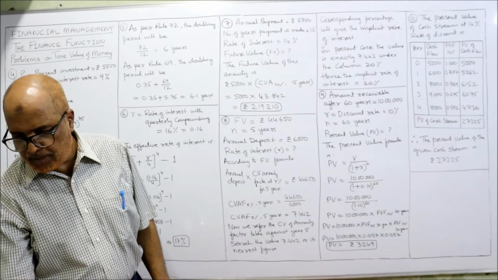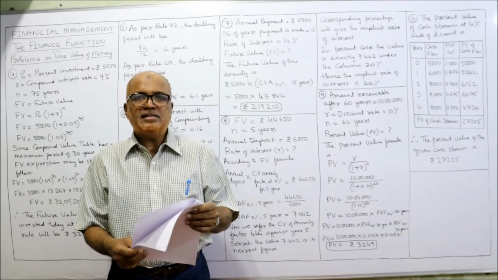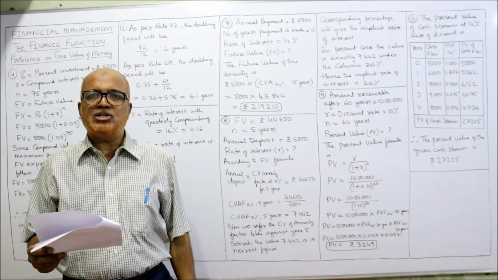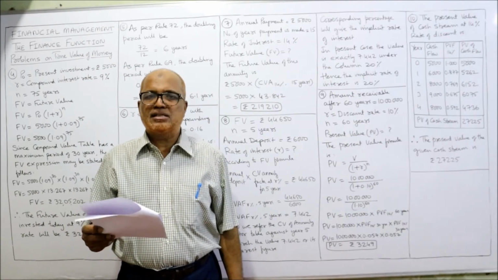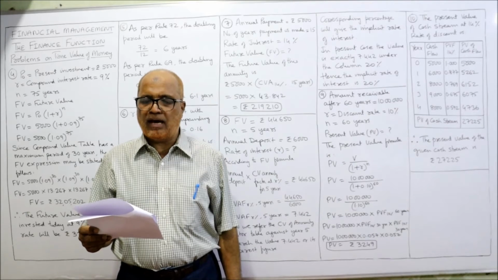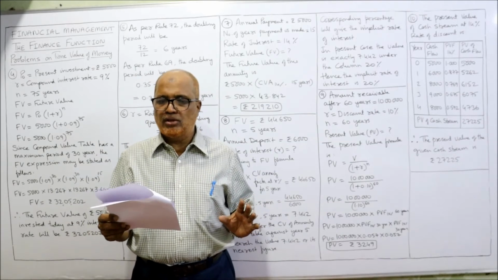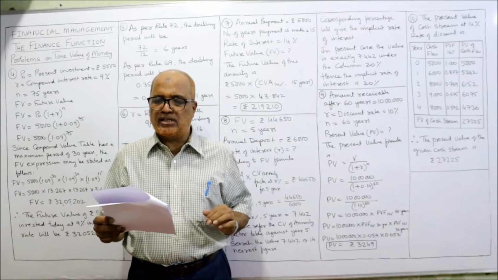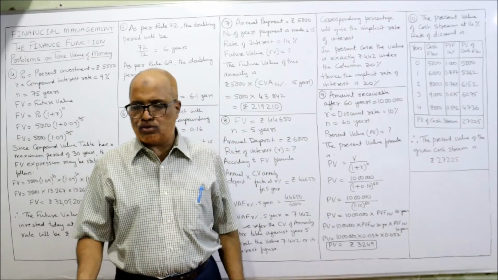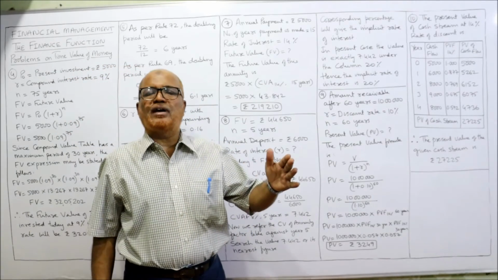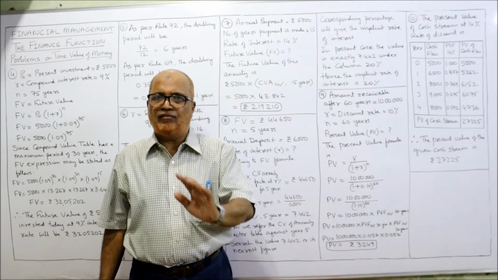Next, problem number 10. What is the present value of the following cash stream if the discount rate is 14%? Years are given as 0, 1, 2, 3, 4 and cash flows are given. For year 0 the cash flow is 5,000. First year end cash flow is 6,000. Second year end 8,000. Third year 9,000. Fourth year 8,000. This is the stream of cash flows we are getting.